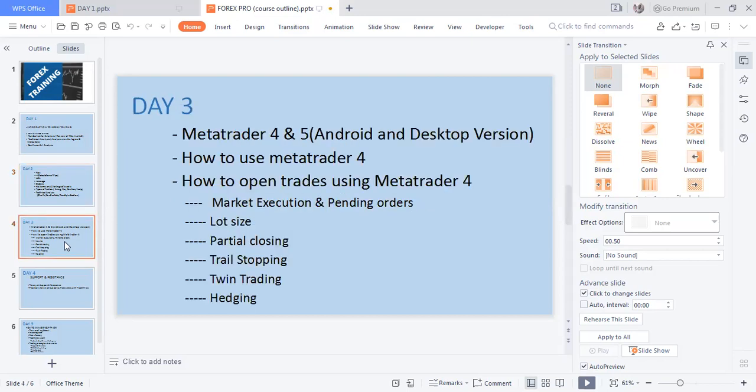Then for day 3, we're doing 2 things that particular day, which is on Wednesday. We'll talk about MetaTrader 4 and 5. We dive into Android and desktop version. And with that same day, before the class, I will send screen recorders on how to set up MetaTrader 4, how to pick trades. Are you with me? We'll also look into partial closing, trade stopping, and swing trading. These are the things we'll be doing for day 3.